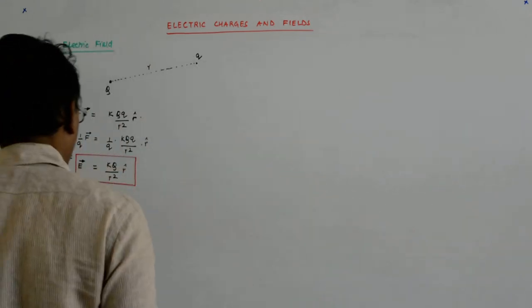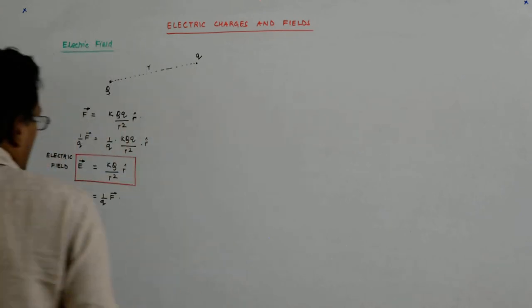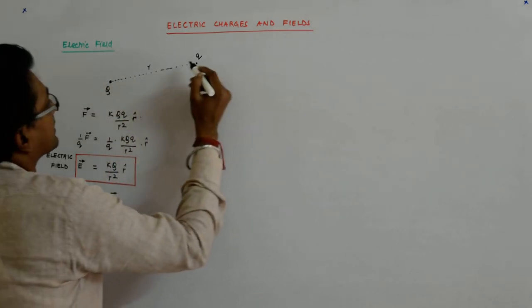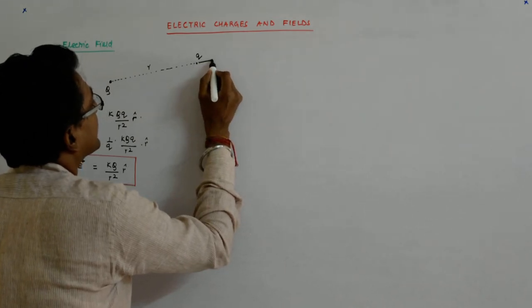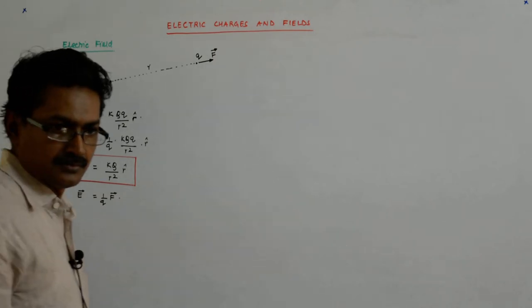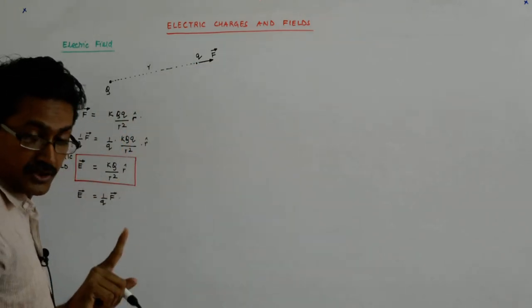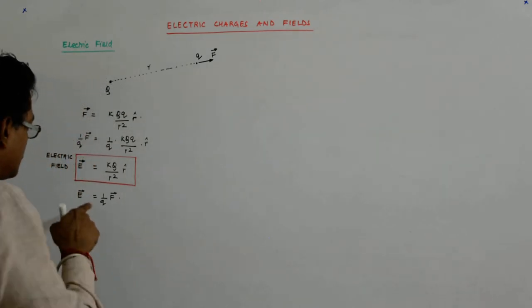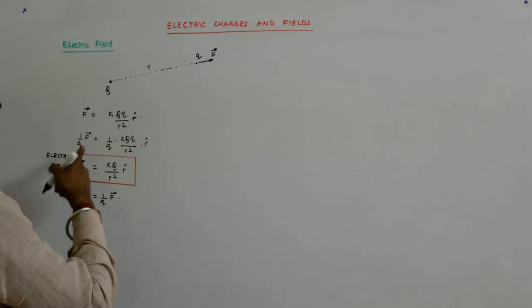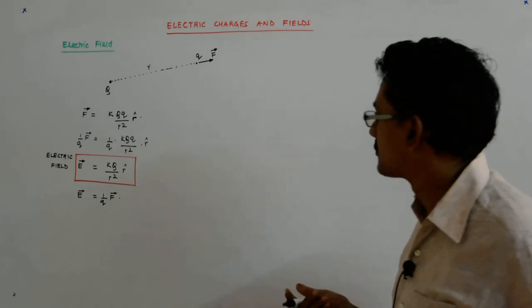Now let us try to understand something. If this is a positive charge and this is also a positive charge, I know that the force that this experiences is in this direction. Coulomb: likes repel. So force is in this direction, and q is positive. So what is the direction of E? That is F on small q due to capital Q, the same Coulomb force.